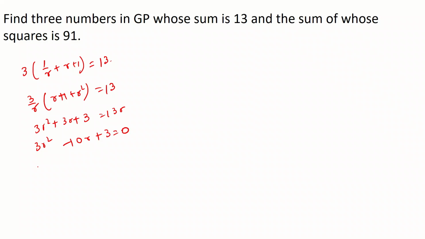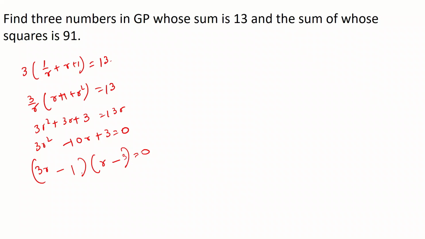3 3s are 9. So 3R square, minus 9R. So 3R square, common 3R, minus 3 and minus 1 is equal to 0. So 3R square minus 9R, okay, this will be minus 1 and this will be minus 3.